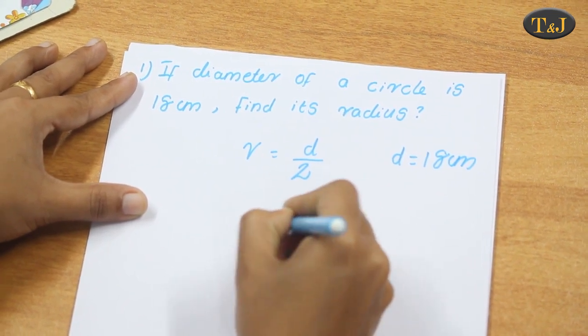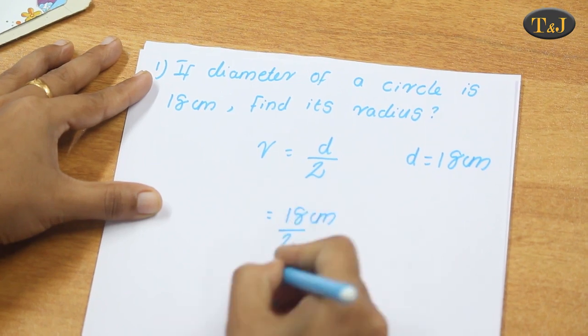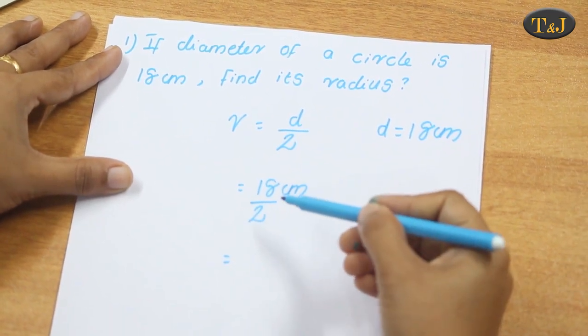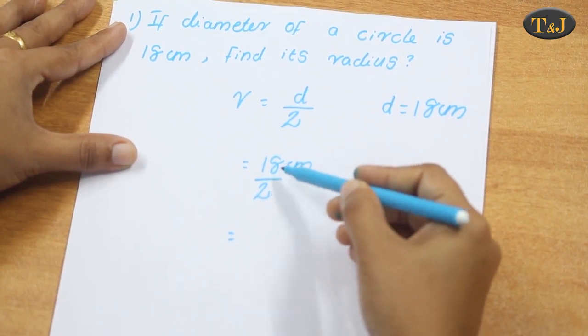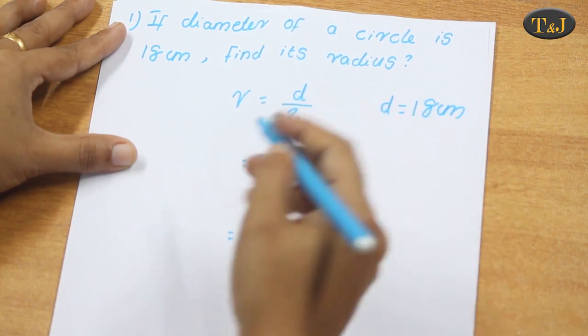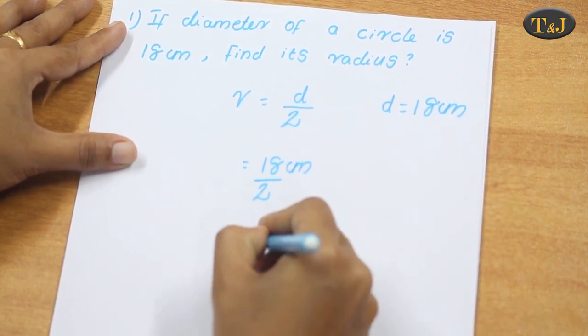Then 18 centimeter by 2 equals. In 2's table, how can we get the answer 18? Yes, 2 nines are 18. So our answer is 9 centimeter.